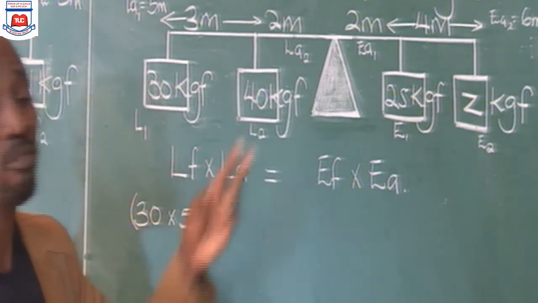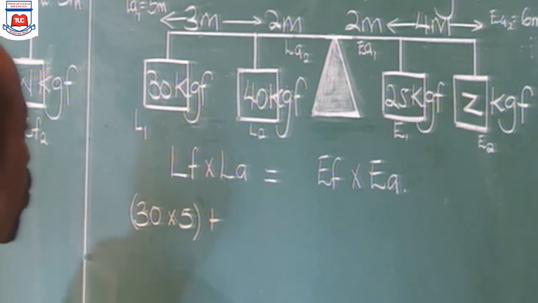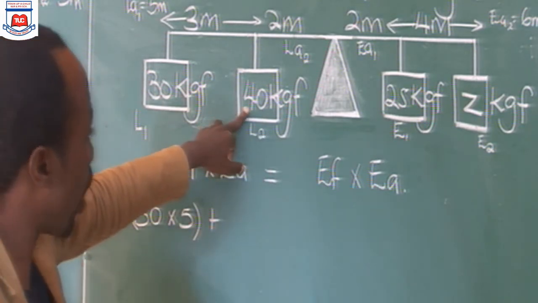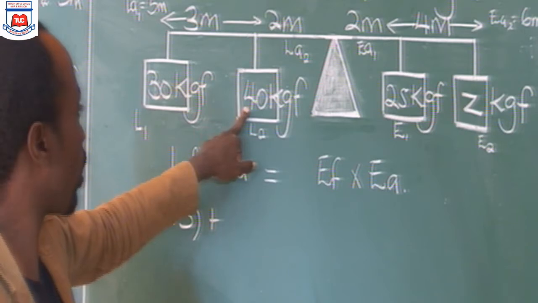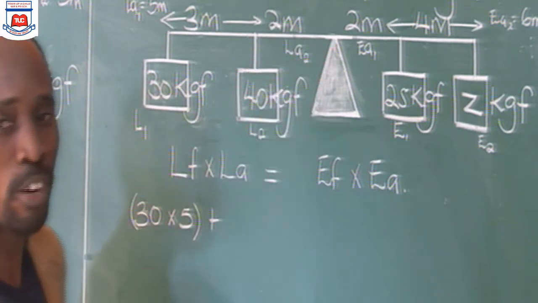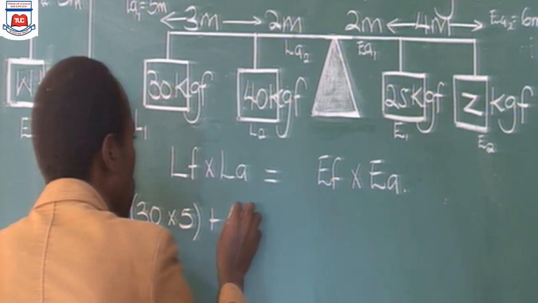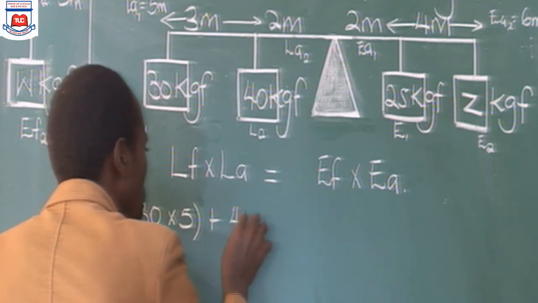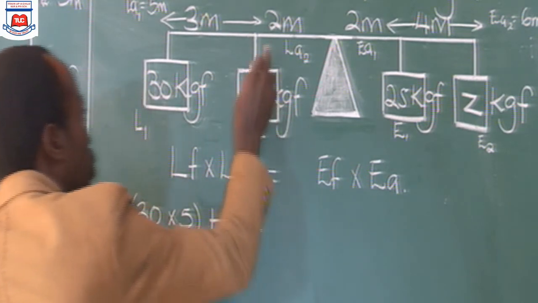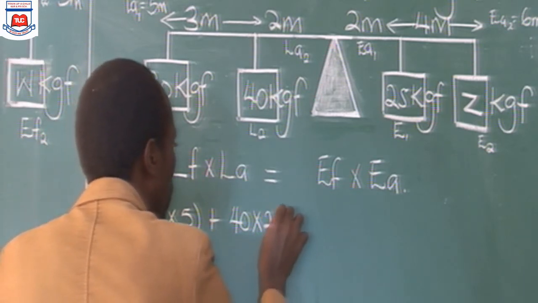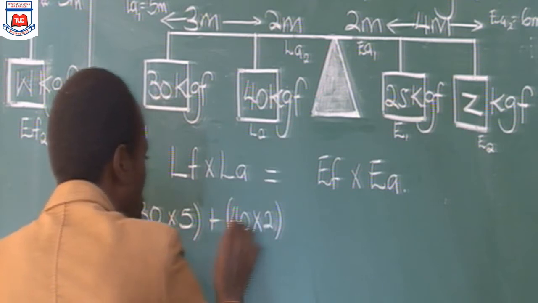Why are we adding? We have two of them. We don't have 1. So that's why we have to add. So let's look at load force 2. What is the distance of load force 2 from the pivot? That is the load arm. So load force 2 will be 40 multiplied by 2. 2 meters. Okay? Put that in brackets.